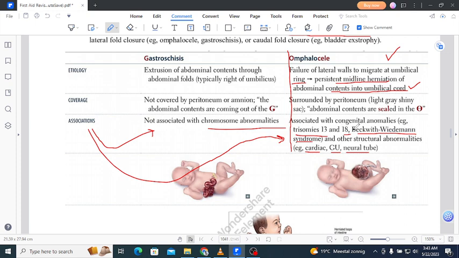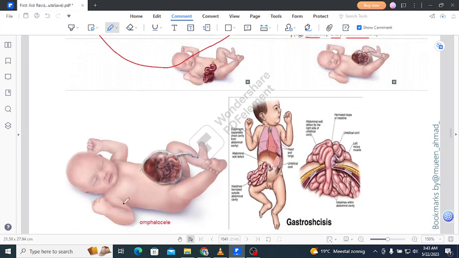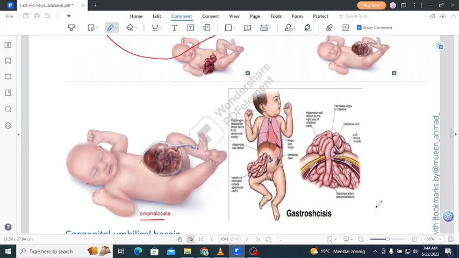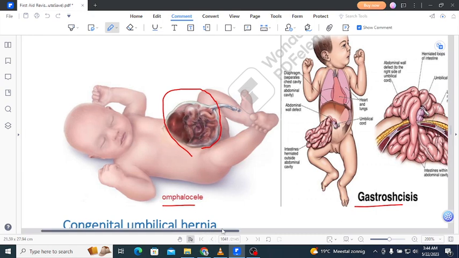The GIT abnormality associated with Down syndrome is Hirschsprung disease. So Hirschsprung disease is associated with the chromosome 21 abnormality, trisomy 21, also called Down syndrome. Here you can see a picture of omphalocele, and there you can see gastroschisis. In the omphalocele there is a grayish covering surrounding the herniated loops, and if I zoom in, you can see that the liver has also herniated outside into this omphalocele cavity.